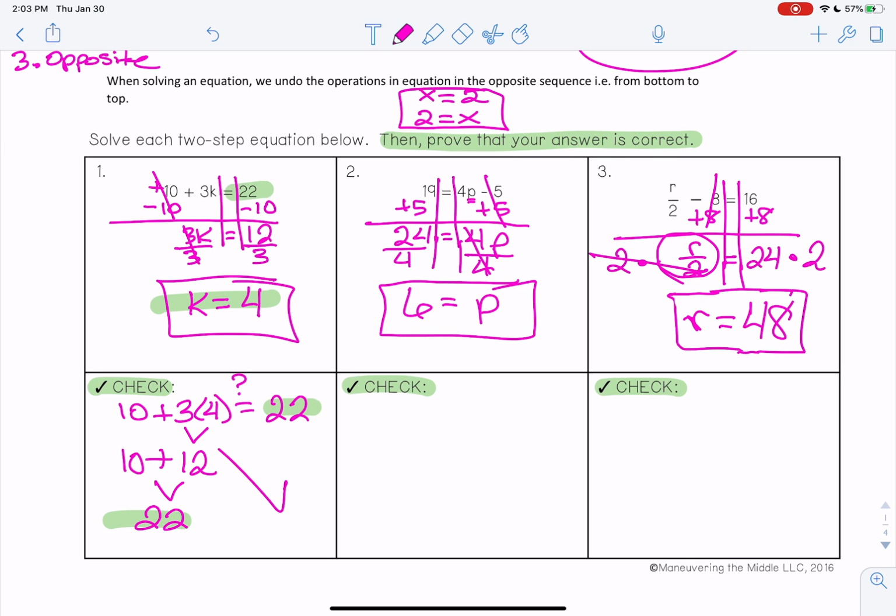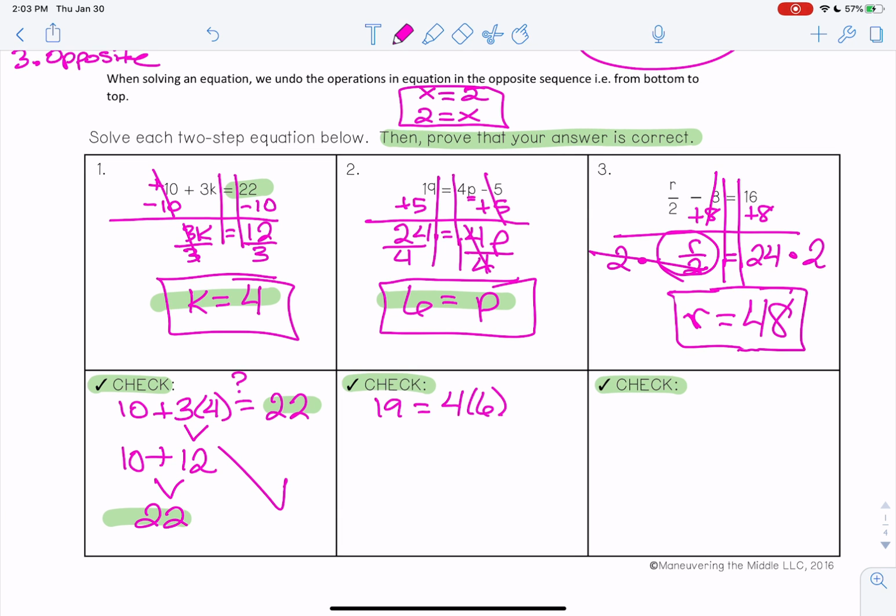All right, let's look at number 2. The original equation said 19 equals 4 times p minus 5. Now, in this case, we said p was 6, so 4 times 6 minus 5. So we don't know, so we're going to check it. Now, 4 times 6 is 24. 24 minus 5 is 19. So we did get what we were supposed to get, 19. So that means we did this correctly.